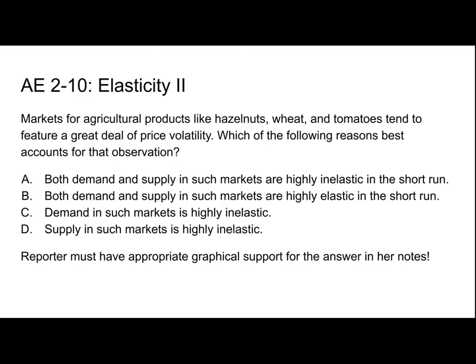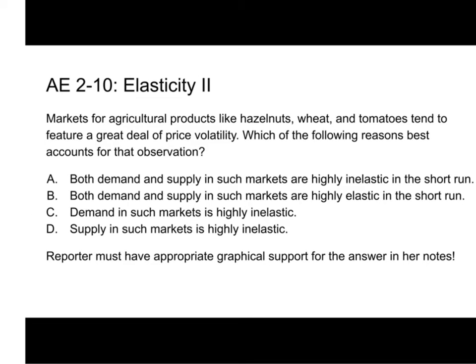So this one asks us, markets for agricultural products like hazelnuts, wheat, tomatoes tend to feature a great deal of price volatility. Which of the following reasons best accounts for that observation? Both demand and supply in such markets are highly inelastic. Both demand and supply are highly elastic. Demand in such markets is highly inelastic. Supply is highly inelastic. So we're looking for what could best explain price volatility.